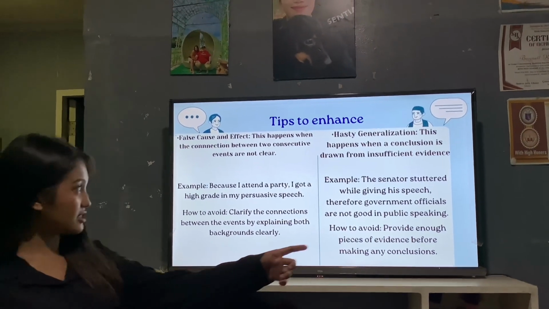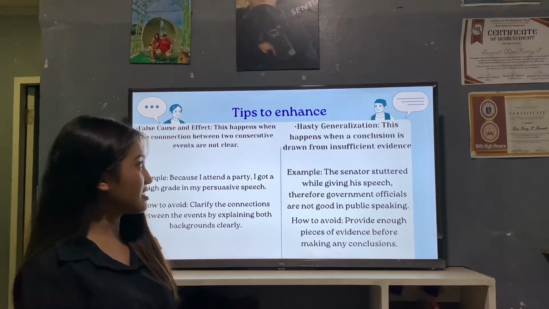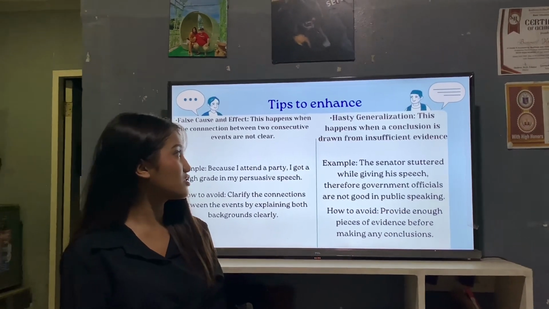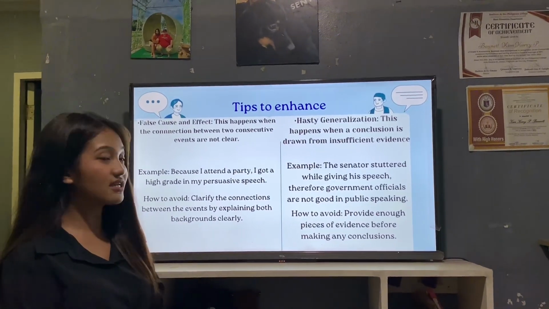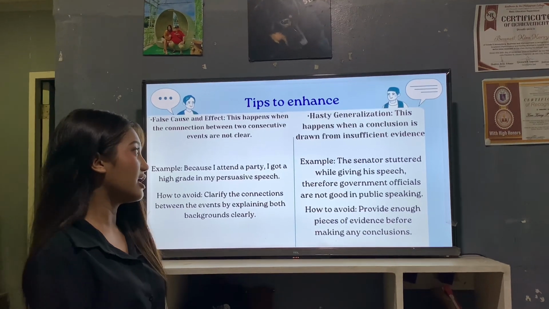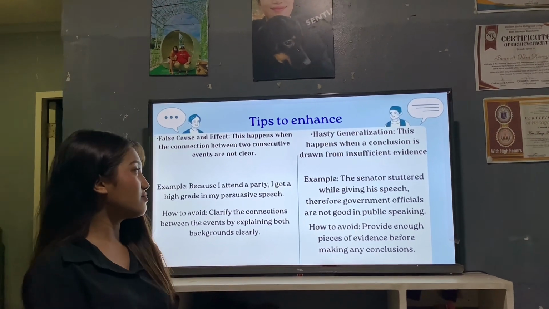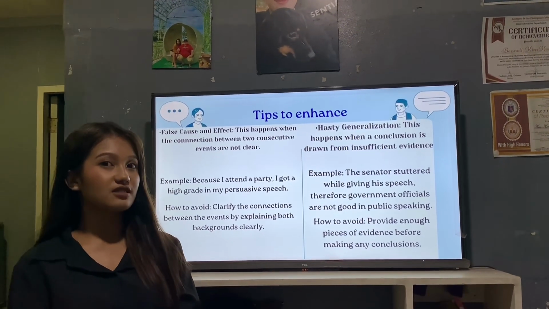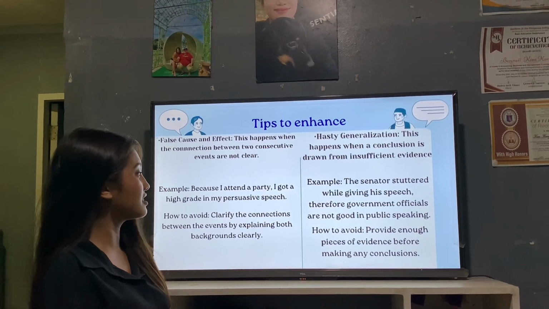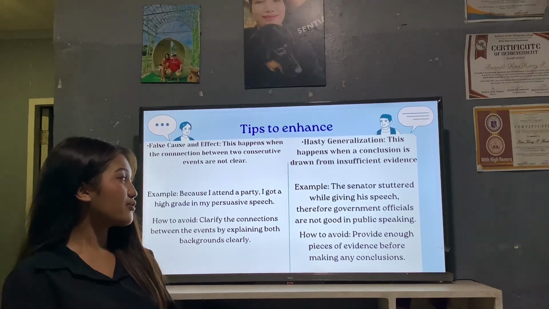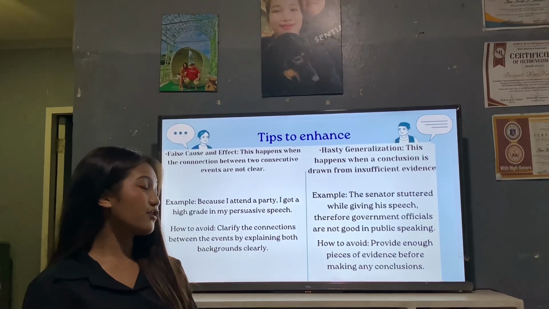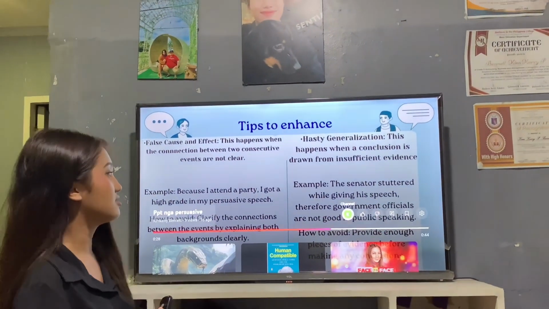And number 6 is hasty generalization. This happens when a conclusion is drawn from insufficient evidence. For example, the senator stuttered while giving his speech. Therefore, government officials are not good in public speaking. That is stereotyping. And how will you avoid it? Provide enough pieces of evidence before making any conclusions.